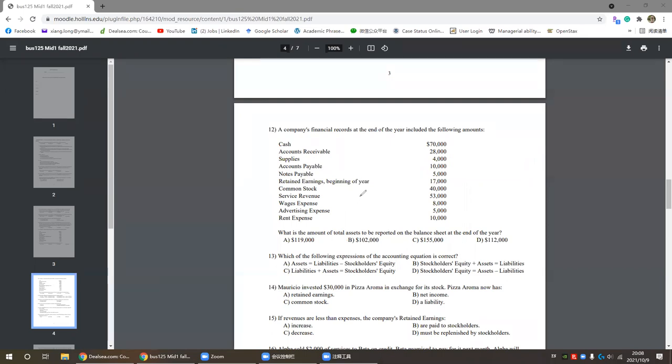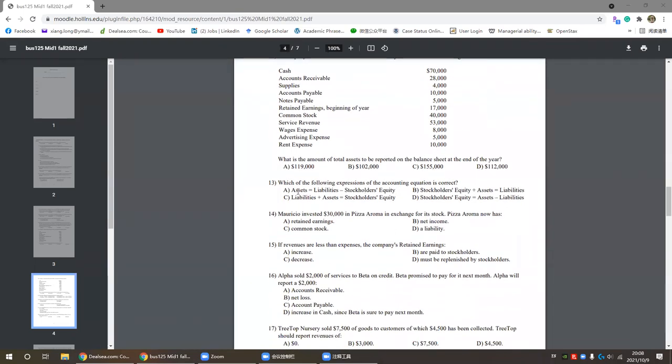Okay, so that's question 12. And for question 13, this is a very straightforward equation question. Okay, asset will be equal to stockholder equity plus liability. So the stockholder equity will be equal to asset minus liability. The answer will be D. Okay, the answer will be D.